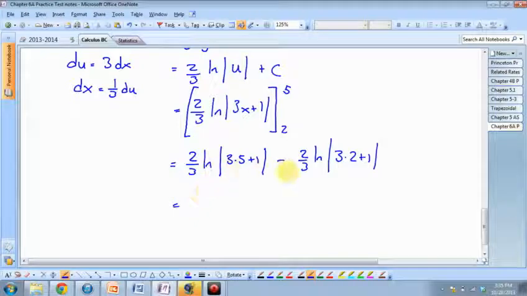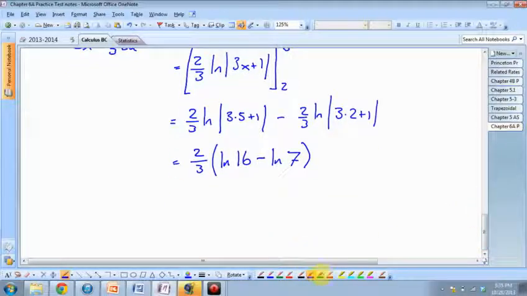Both terms have a 2/3, so I'll feel pretty good about factoring that out. This is a natural log of 16. It's positive, so I don't need the absolute values anymore. Minus, this is the natural log of 7. And then to use that special rule, remember that the natural log of a minus the natural log of b is equal to the natural log of a over b.